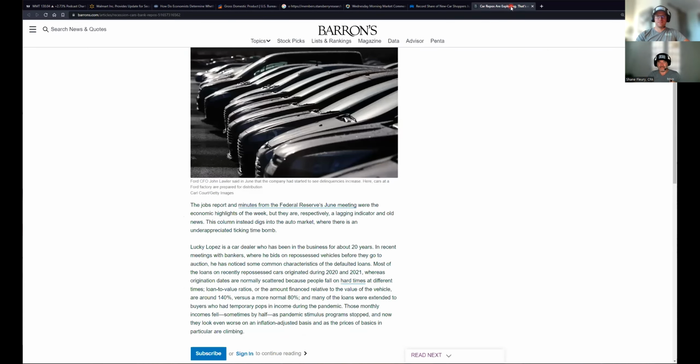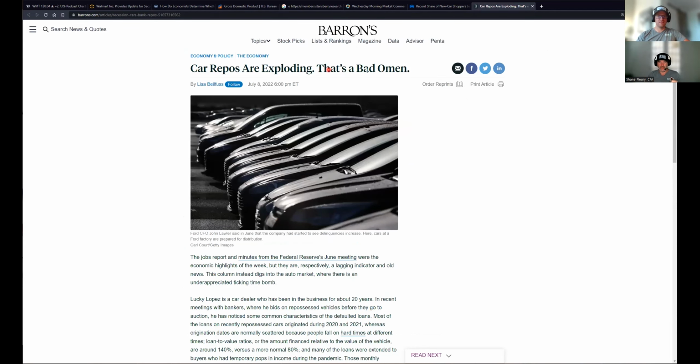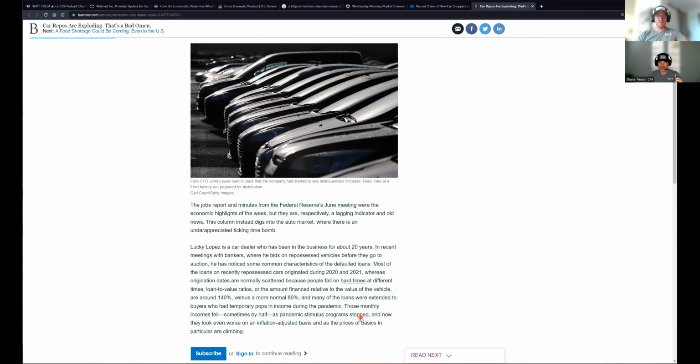And this is the Barron's article that shows car repos are exploding, and that is a bad omen. So, yeah, I don't know. It's not quite the same as defaulting on your home, so I don't see it being a 2008, 2009 style mortgage crisis. But it's not a good situation to be defaulting on that many cars. Yeah, definitely something to pay attention to. And I'll put the link to this in the show notes, so if anyone wants to read that, but just one thing you might look at in the economy to see that things are slowing down a bit.